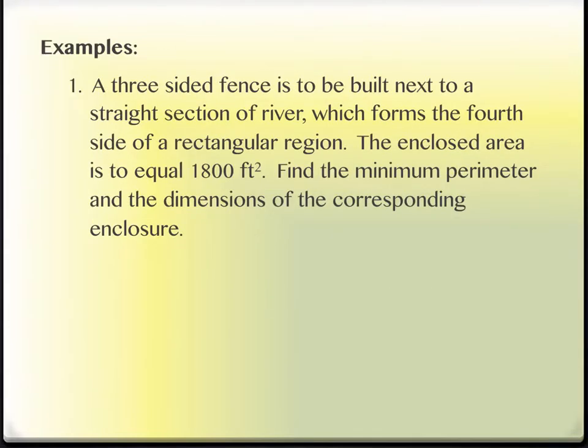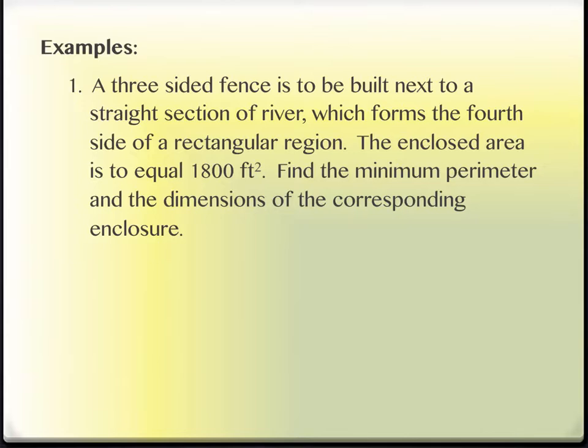So we have a 3-sided fence that we're going to build along a section of river. The enclosed area needs to equal 1,800 square feet. And then we want to find the minimum perimeter and dimensions of the corresponding enclosure. So why would we want to find the minimum dimensions? Well, because the fence is what we're actually putting down, and it's going to cost us money. So we're really finding a minimum in terms of the supplies, right? That's why we're trying to find the minimum in this situation.